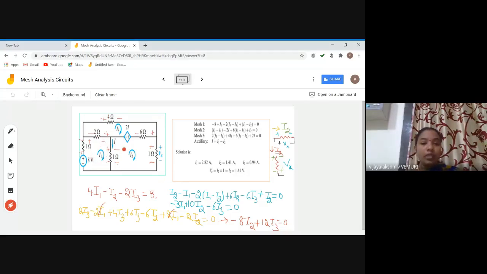Next, coming to I2, I2 has entered. Wait a minute. Here I have to give the sign conventions. This is plus and this is minus.